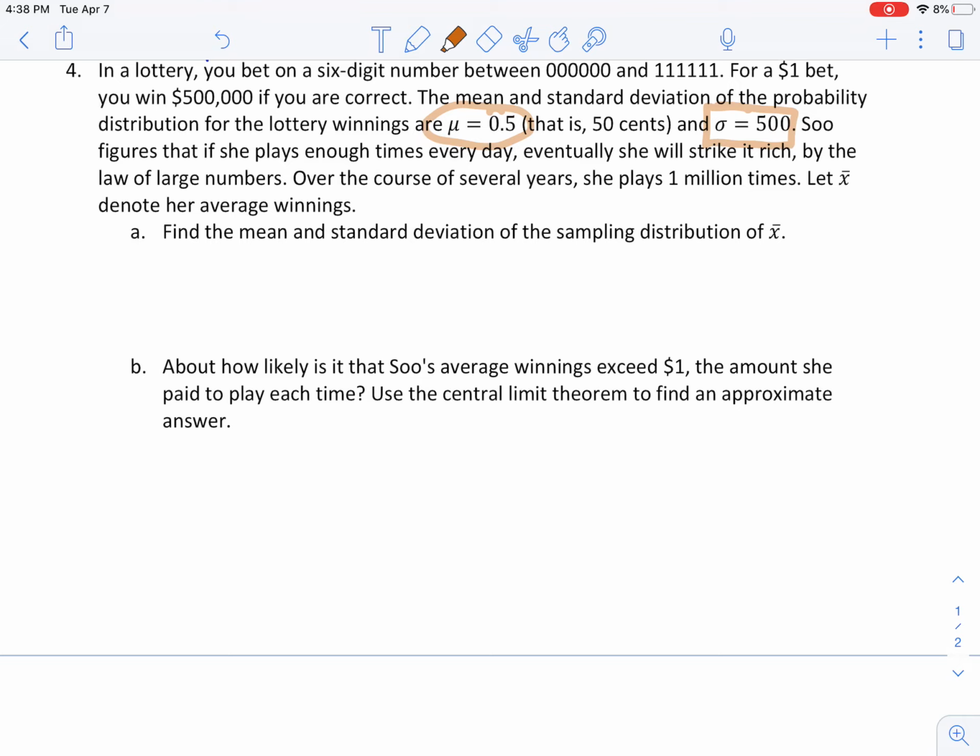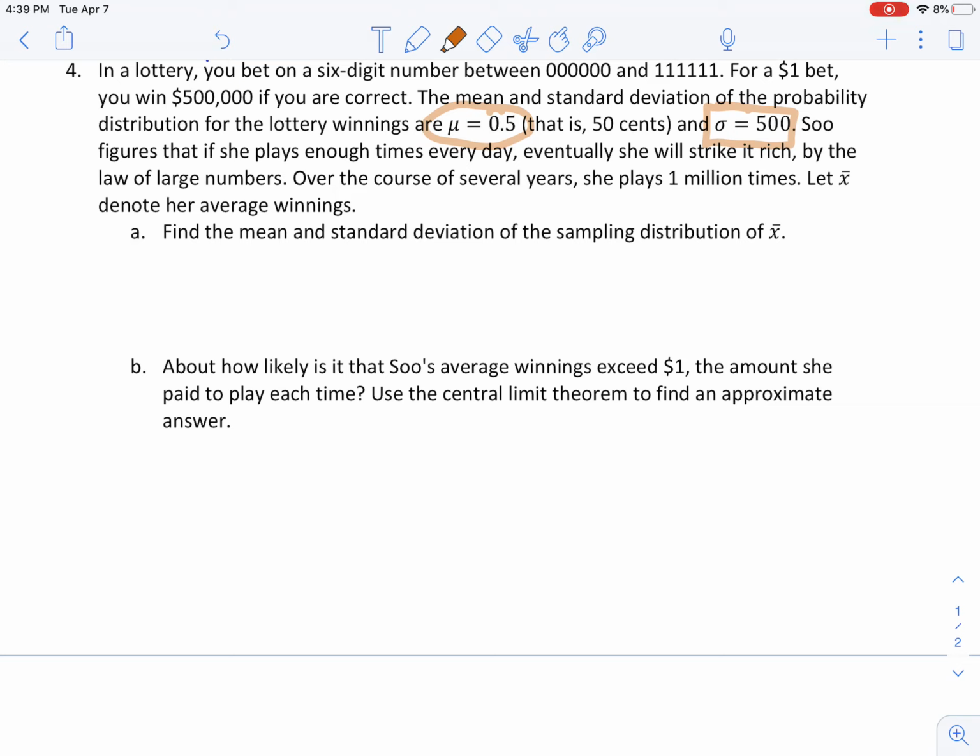Okay, Sue figures that if she plays enough times every day, eventually she will strike it rich by the law of large numbers. Over the course of several years, look at her. She plays 1 million times. Oh, gosh. So how much money did she just spend? $1 million, because she bet $1 every time.